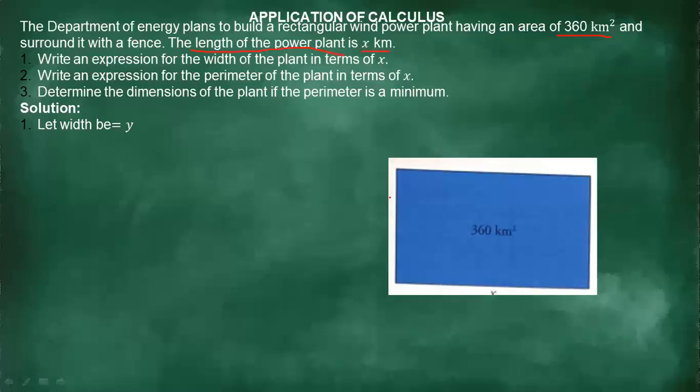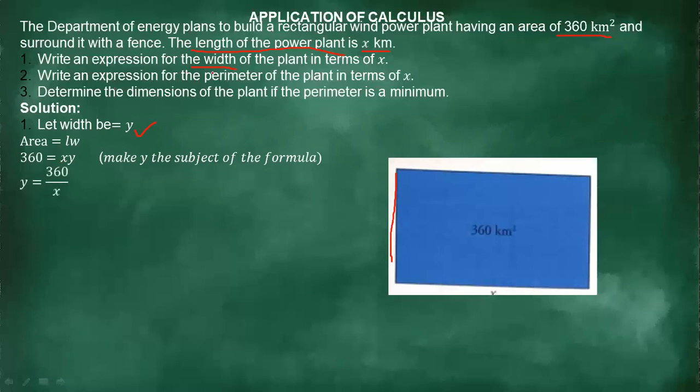We don't have this side, so we can call this side y. And then you write the area. This is the area. So make y the subject of the formula, because they are saying we should express this for the width, meaning we have to make the width the subject of the formula. The width is y in this case, so we divide both sides by x. Then this is what we are having.